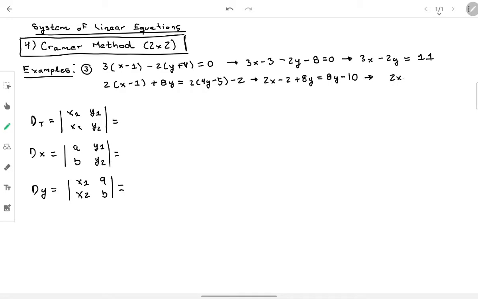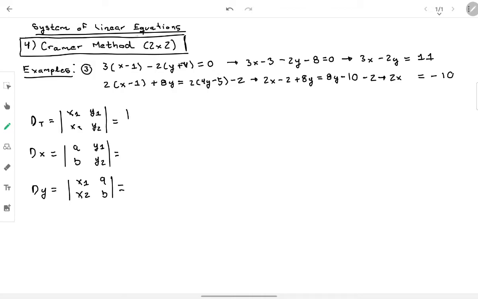2x. Oh, here I forgot the minus 2 also. Minus 2. So it's going to be 2x equals minus 10. That means we don't have a value of y.